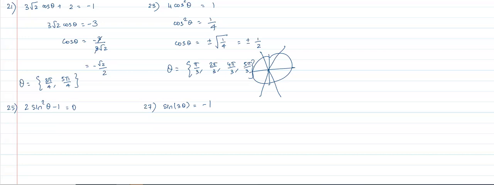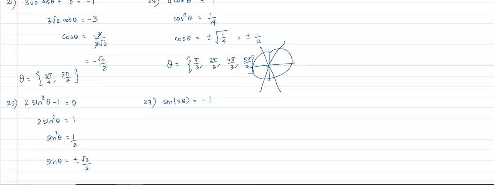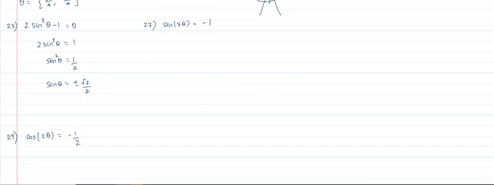So next one, I'm going to do the same thing. First, I'm going to move the 1 over. Then I'm going to divide by the 2. Then I take the square root. I get plus or minus √2 over 2. So 1 over √2 is √2 over 2. If you're having problems with this, I have sine theta is plus or minus square root of 1/2, which is plus or minus 1 over √2, which is plus or minus √2 over 2. Okay?